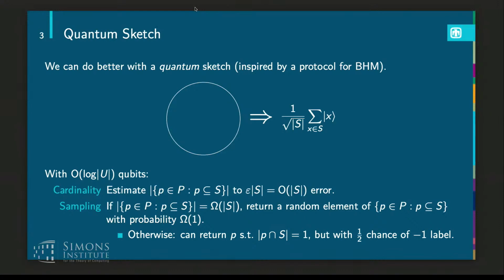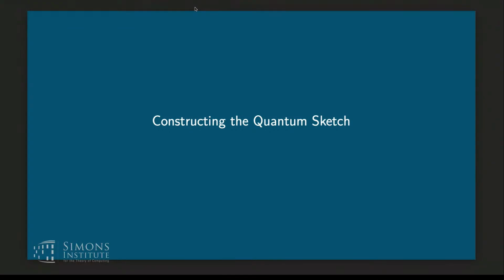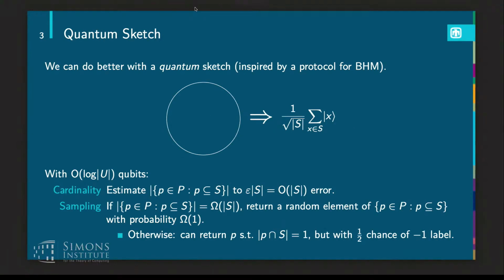With the caveat that if one of these pairs in P has only a size 1 intersection with S, there will still be some chance of returning it, but when you do so, you'll have a 50% chance of getting a -1 label. So imagine if you're doing anything in expectation with these samples, then you can still make sure it's correct. Okay, so how can we construct a sketch with these properties? I guess I should stop and ask if it's clear what the sketch can do.